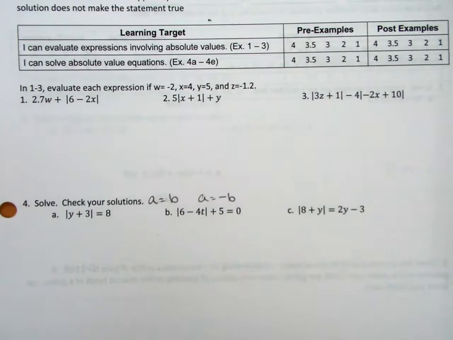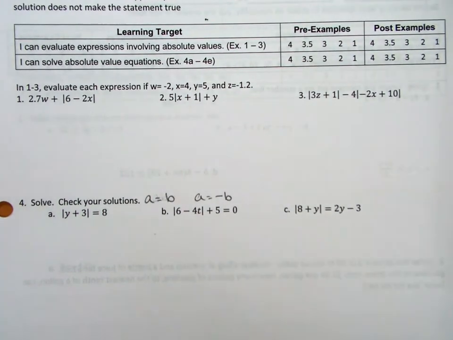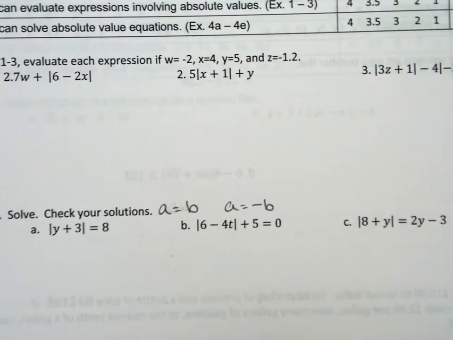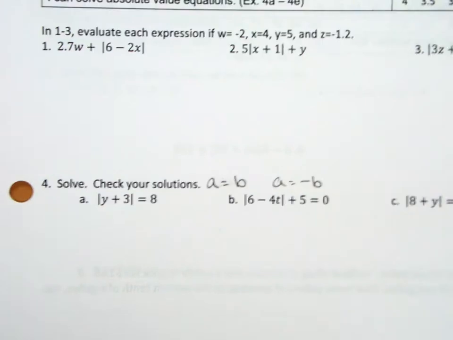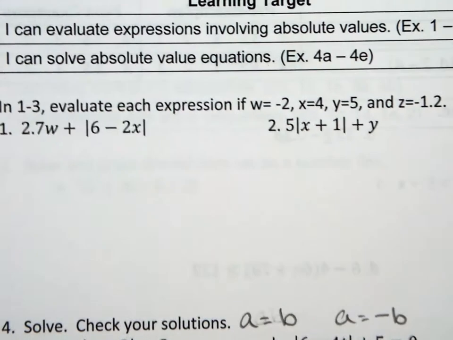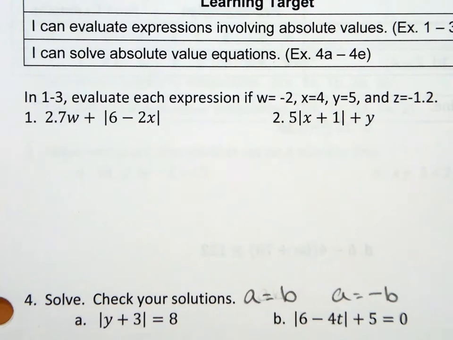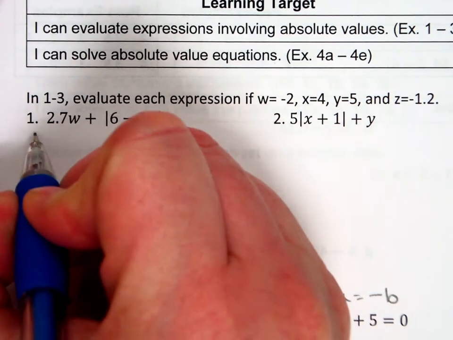This is being done just in case I am gone, and also to help you make sure that you understand what is going on. So to evaluate, first and foremost, number 1. We have w is -2, x is 4, y is 5, and z is -1.2. So we're going to plug in and just simplify. Make sure you show your steps.